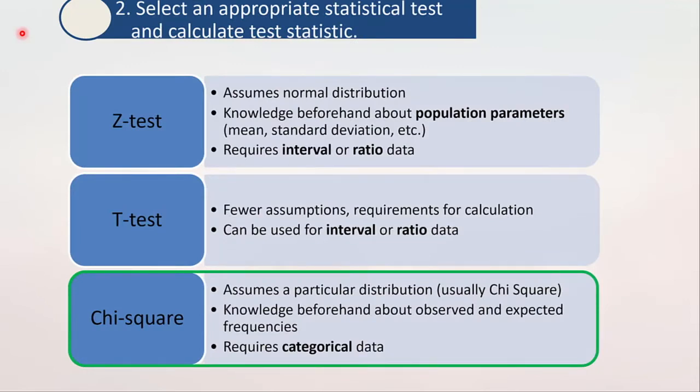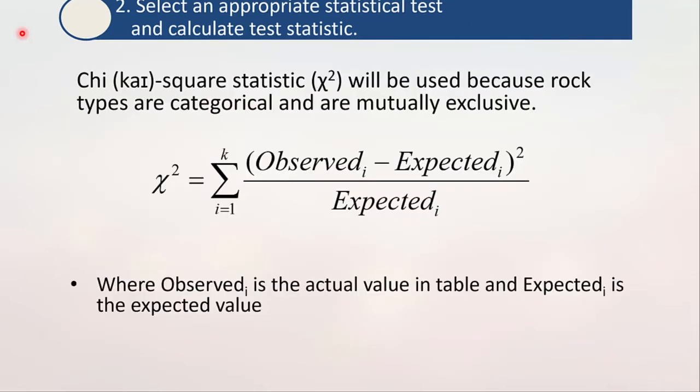The second step is to select an appropriate statistical test. Here, the data is categorical, so we choose the chi-square test. And the distribution is different from the z-test or t-test. The chi-square statistic can be calculated by taking the observed minus the expected frequency, squaring it, dividing by the expected frequency, and then adding all the categories up. That gives us the chi-square statistic.